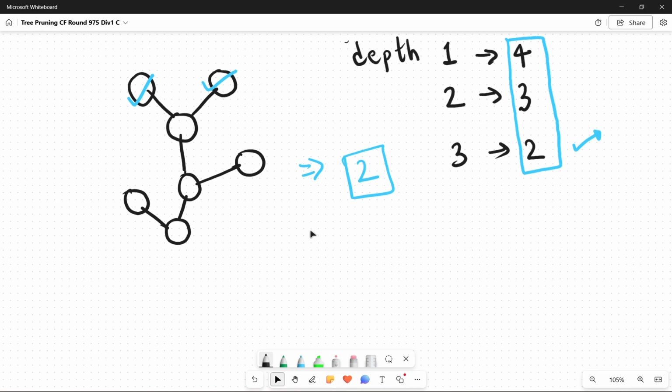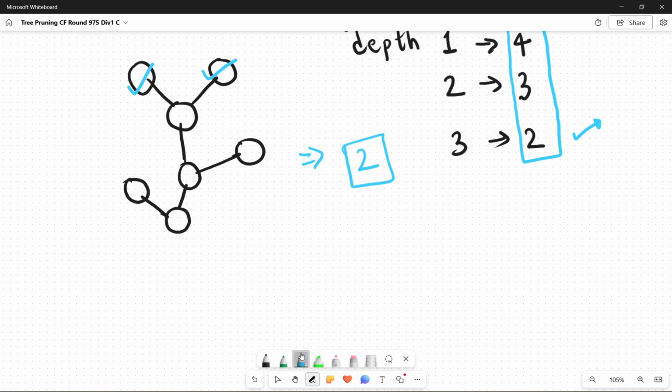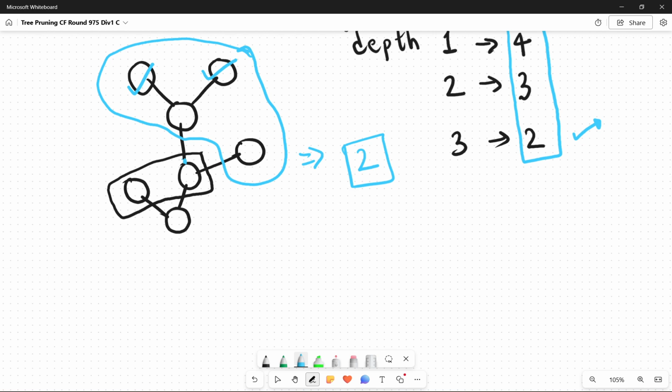Okay, so my intuition tells me that if I want to keep my nodes or leaves at depth 1, I want to remove all these things, right? Okay, makes sense. So I want to remove all the nodes which are at higher depth than my desired depth, right? Okay, makes sense. And this is the first observation, so let me write it down.